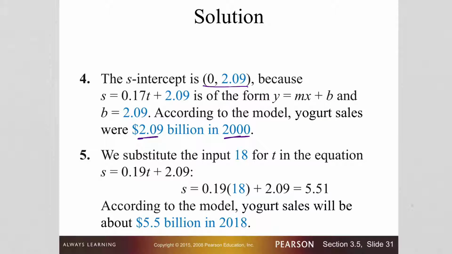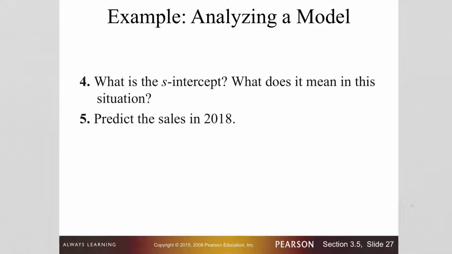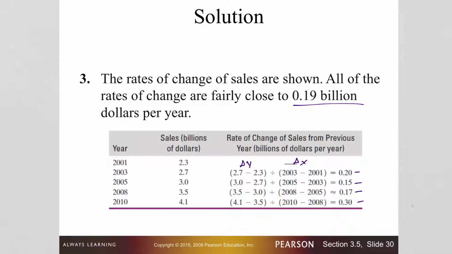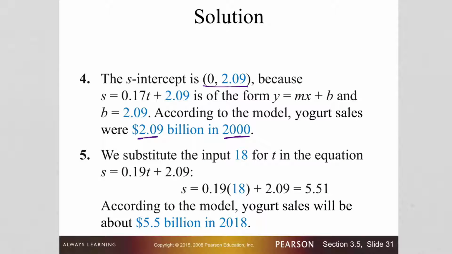Now the last question says, predict the sales in 2018. So we're going to put 18, not 2018, 18 into this equation right here, and we're going to see what we get out. So whenever we put 18 into the equation, we get out 5.51. That means 5.51 billion. So they're estimating that in 2018 the yogurt sales will be $5.5 billion.